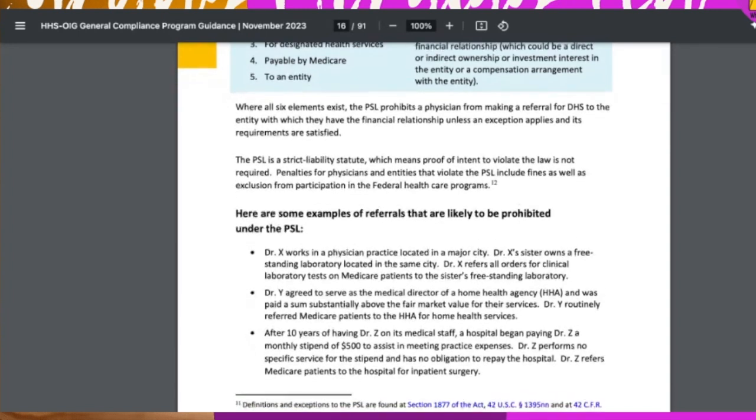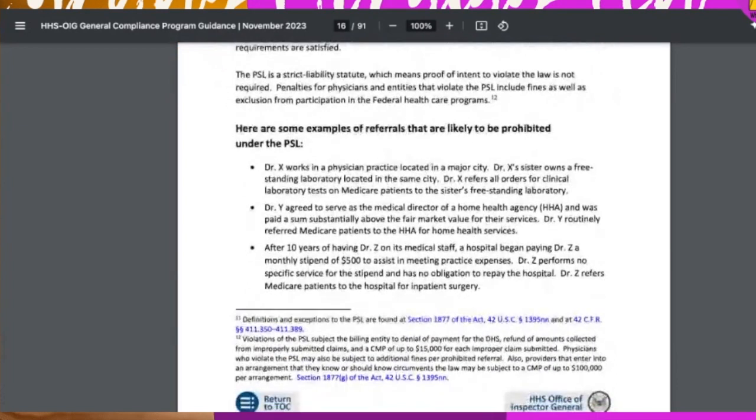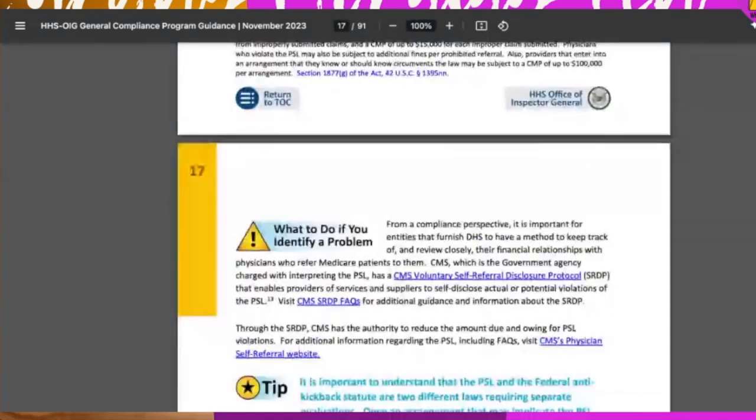And so they also give you some examples that are likely to be prohibited. So Dr. X works in a physician practice located in a major city. Dr. X's sister owns a freestanding laboratory located in the same city. Dr. X refers all orders for clinical lab tests on Medicare patients to the sister's freestanding laboratory. That ain't right. What to do if you identify a problem?